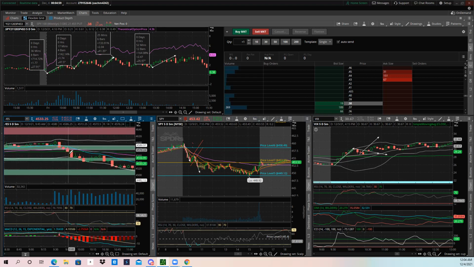And if you notice, we fell down into the demand zone, and I actually sold right here for about 100%. Let's say I entered around this area, around the 9:35 time, and then we dropped.